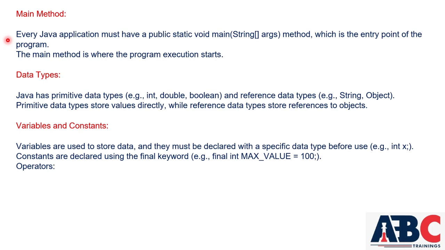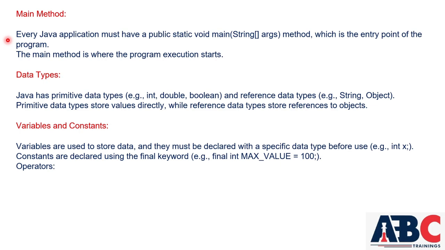Then data types. Java has primitive data types like int, double, boolean, and reference data types like String and Object. Primitive data types store the values directly, while reference data types store the reference to the object.